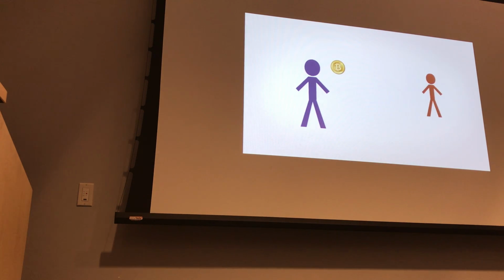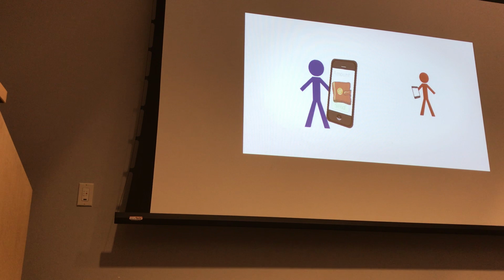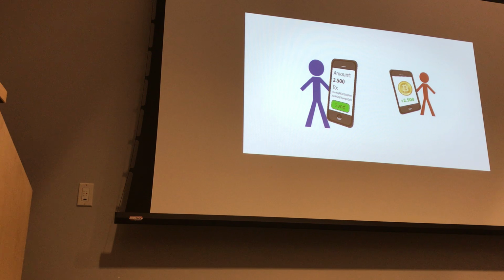Bitcoin lets people exchange money electronically as easily as sending an email or text. To send money, you use what's called a wallet app to type in an amount, enter or scan a recipient's account number, and hit send. The recipient will then see the money pop up in their account. So how does this work?